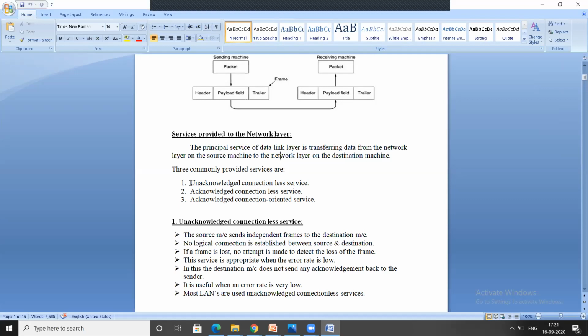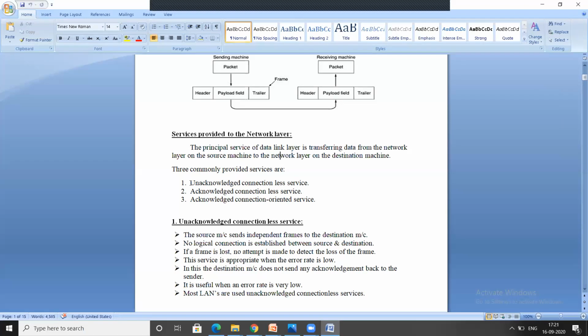Okay. Then what are the consequences of, just listen, this is a theoretical part, you need to listen carefully. If you understand one service, then the rest of the two you will definitely understand. First one, unacknowledged connectionless service. Unacknowledged means there is no acknowledgement between source and destination. And second one, connectionless service. Connectionless means there is no logical connection between source and destination.